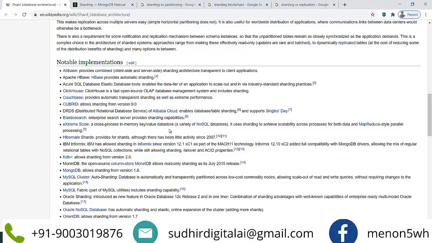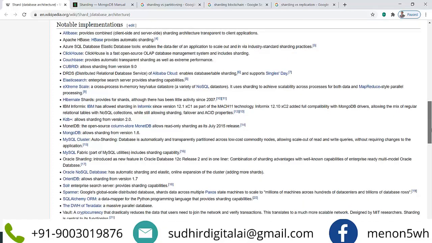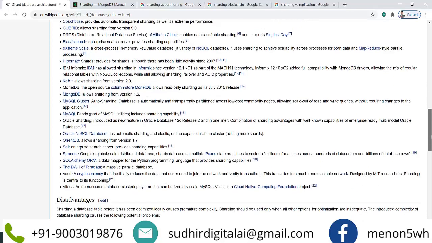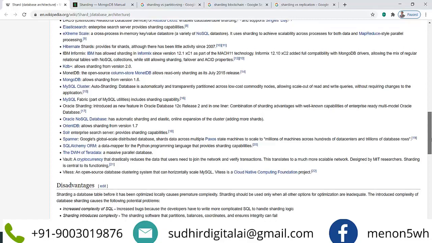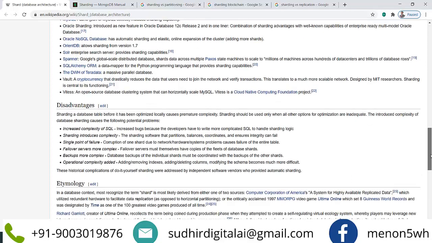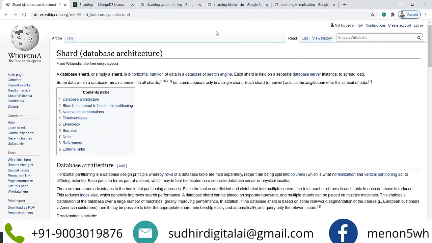Couchbase is another example. Elasticsearch, which is the enterprise search server, provides sharding capabilities. Hibernate provides for shards. You can see that MongoDB allows sharding from version 1.6. MySQL includes sharding capability. Oracle sharding we just saw. You also have something like Vault, which is a cryptocurrency that drastically reduces data users need to join the network, and also uses shards. So some of the disadvantages and etymology are also given. So that's the Wikipedia for you.